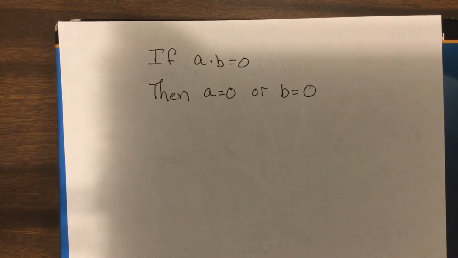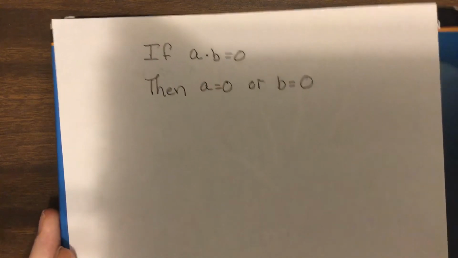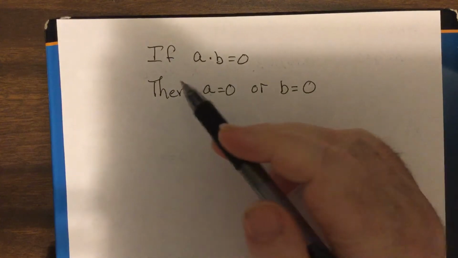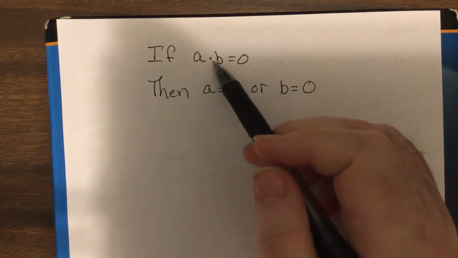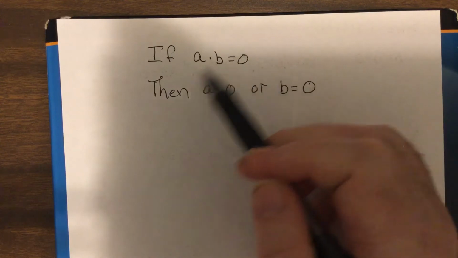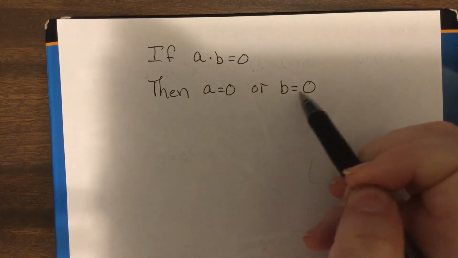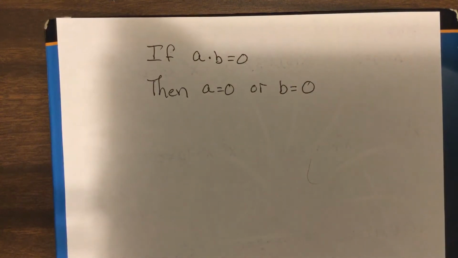Okay, today we're going to start putting this together. One of the reasons we factor is because of the product rule of zero, which says if you have something times something equal to zero, then either the first term equals zero or the second term equals zero. The only way you can multiply two things to get zero is if at least one of them is zero.